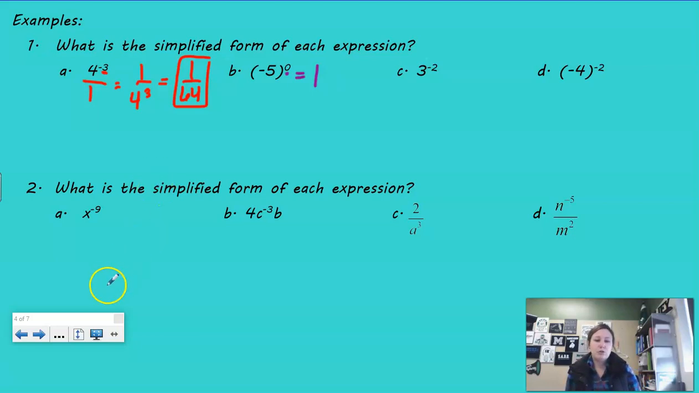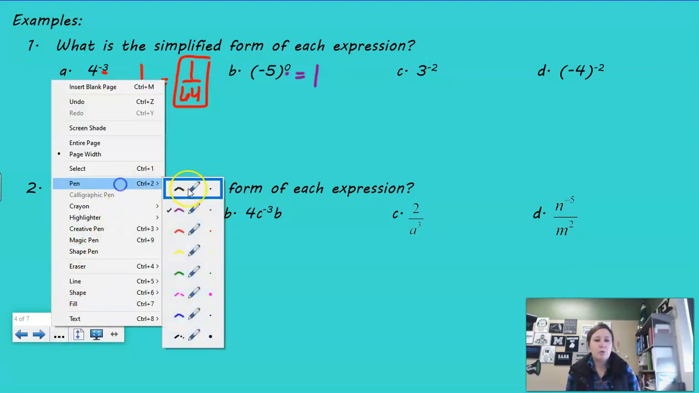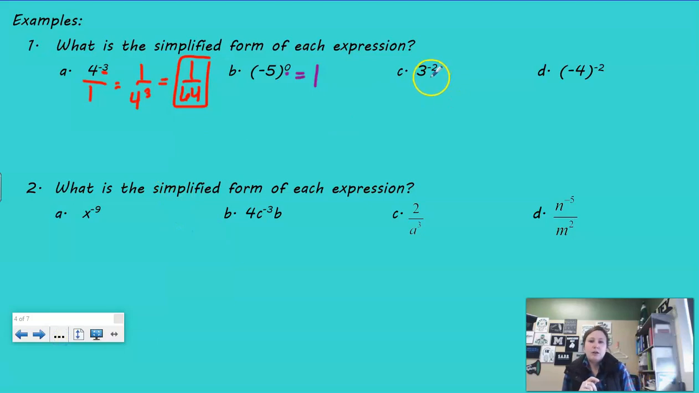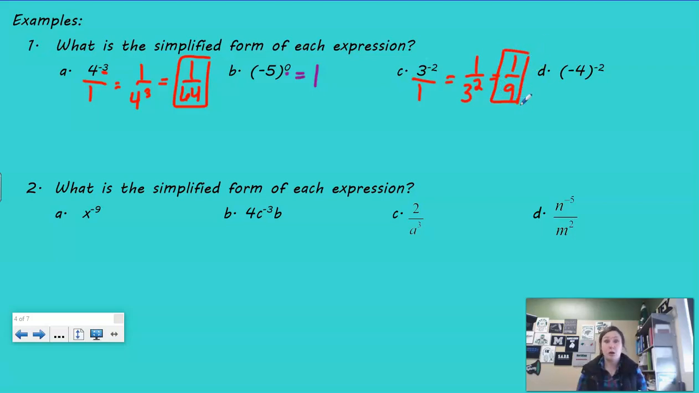Part C brings us right back to where we were with example 1. We have a negative exponent, so if it helps, throw that over 1, because now it's really easy to take the reciprocal, and you're going to write it as 1 over 3 squared. And again, to simplify this, we want to write it as 1 over 9. Okay, so the first goal in all of these is to make all of our exponents positive, and then to simplify where we can.